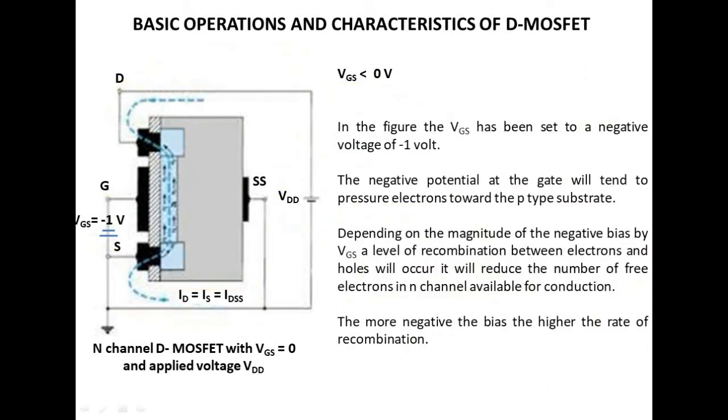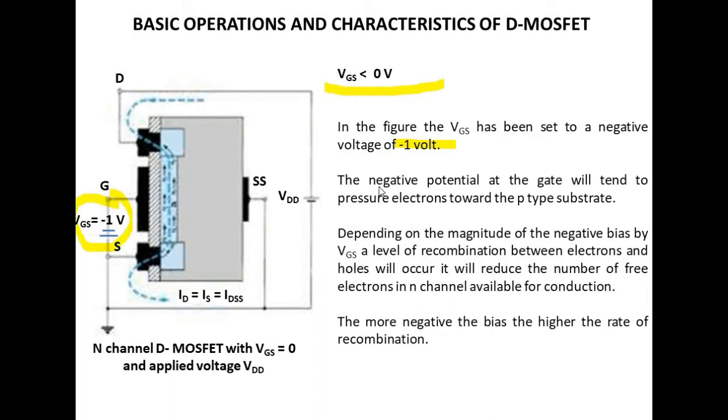In fact, the resulting current with VGS equal to 0 continues to be labeled as IDSS, as shown in the figure. Now let us take the second case, when VGS is set to negative voltages, that is VGS is less than 0 volt. In the figure, VGS has been set to a negative voltage of -1 volt. Here we see that between gate and source -1 volt is applied.